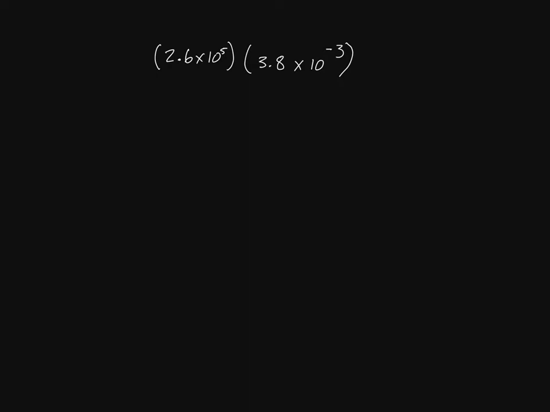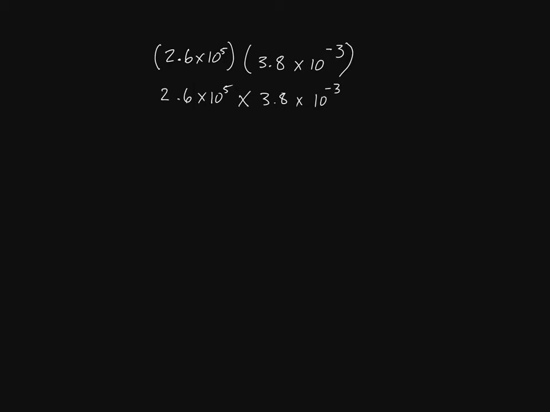Now let's look at another example. We have 2.6 times 10 to the fifth power times 3.8 times 10 to the negative third power. Now in this case we have a positive and a negative exponent. So one more time, I'm going to remove the parentheses. Just write it as 2.6 times 10 to the fifth power times 3.8 times 10 to the negative third power.